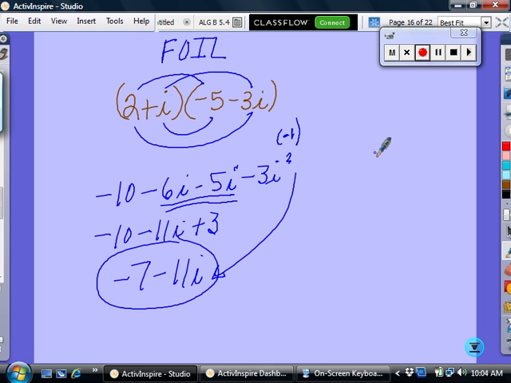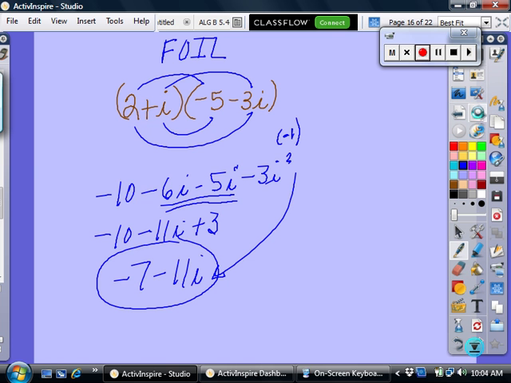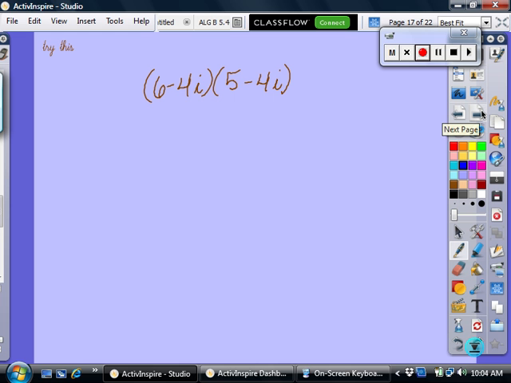Be careful with your i squareds. Always see a negative 1 when you see i squared, and then it's a real number, and you can combine it with the other real numbers. All right, will you try this one? Foil: first, outer, inner, last.